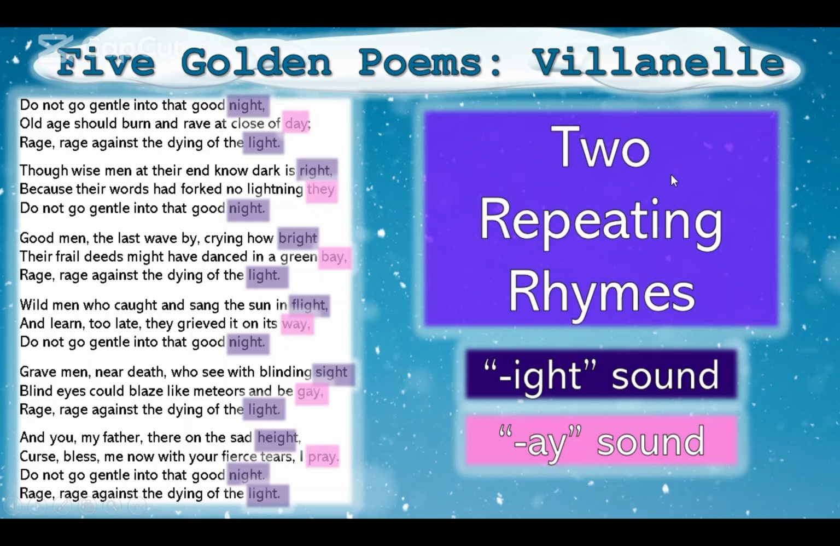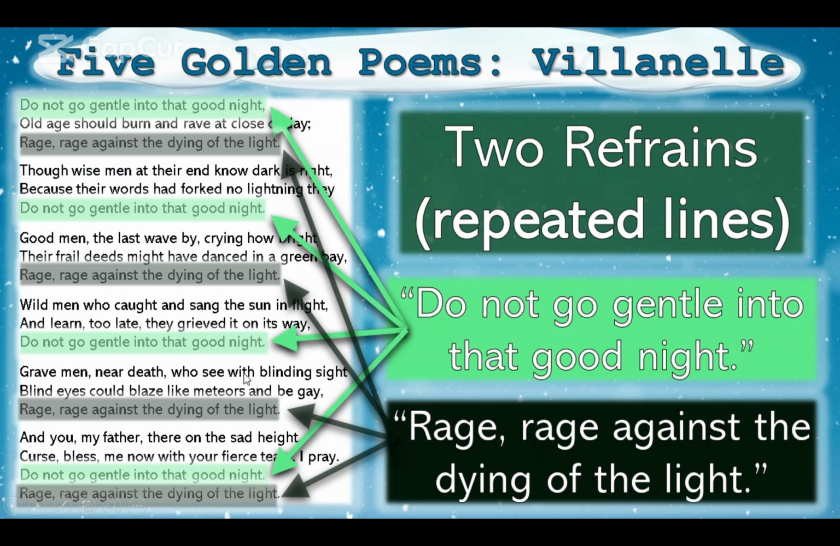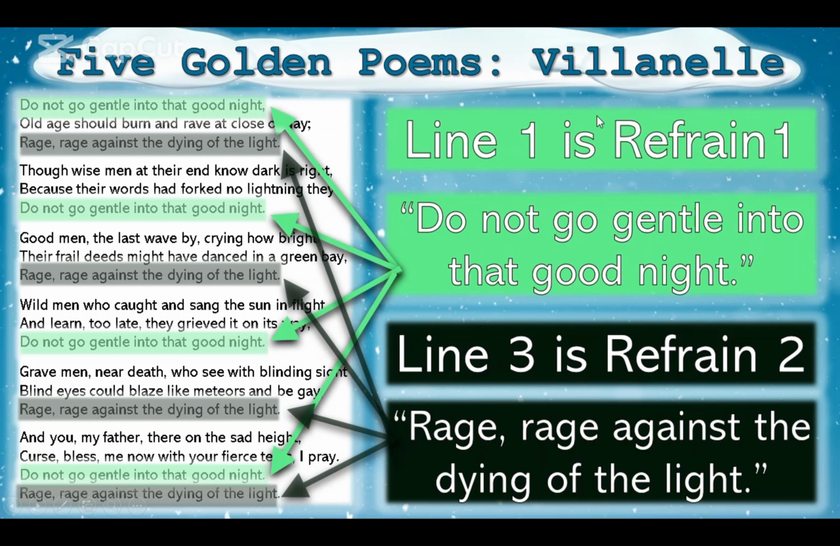And finally, a villanelle has to have 2 refrains that are repeated throughout the poem. Here it is. The refrain, "Do not go gentle into that good night," is repeated throughout the poem. "Rage, rage against the dying of the light" is repeated throughout the poem. And the first line of the poem is the first refrain. The third line of the poem is the second refrain. That's so easy, right? Villanelles.